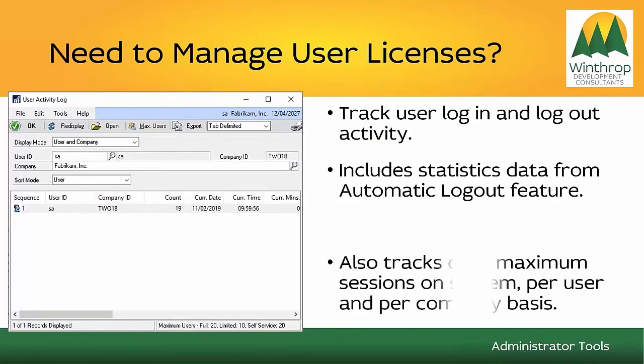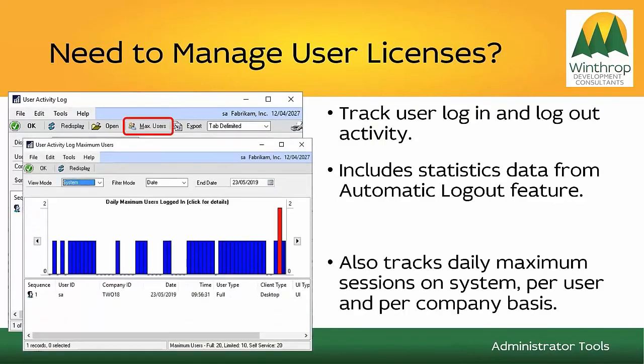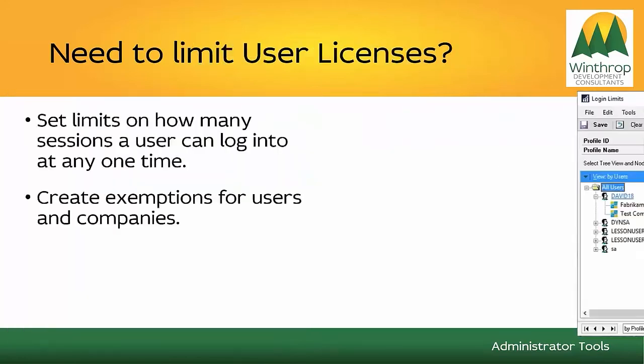If you want to track your user licenses, you've got the ability for user activity tracking, which can track the logins and logouts of all your users. It captures statistics so that you can see how many times a user is logged in, but it also captures the maximum number of users at any one time, so you can actually get statistics of how close you are coming to your maximum user count. And if you click on whichever bar on the bar chart, it will show you who was logged in at that time. That would allow you to actually see if you've got a user logging in multiple times.